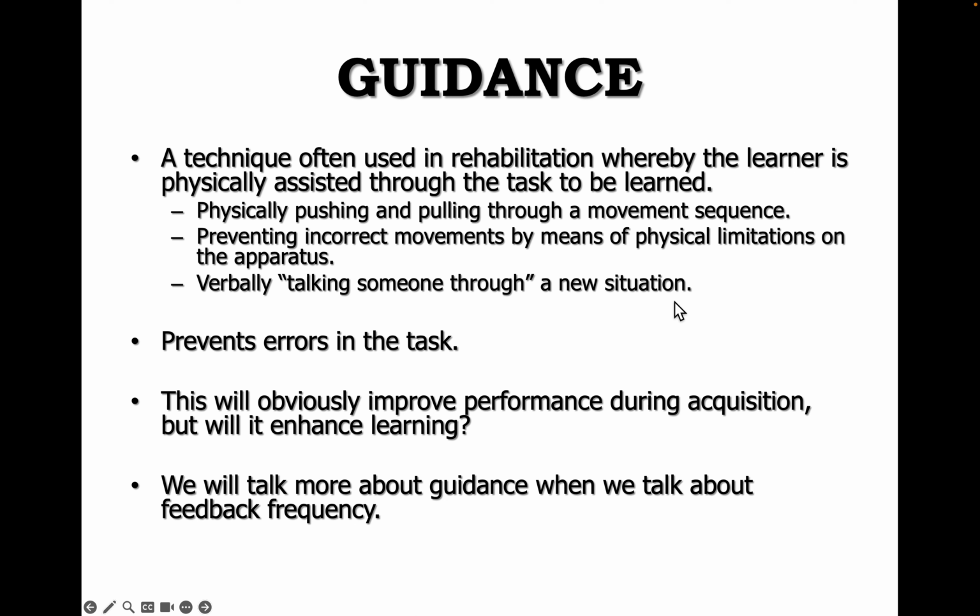So maybe first you'll go here, next you go here, and then you'll finish here. So that would be an example of guidance feedback. Because the apparatus that they're using limits errors, because they're physically pushed and pulled through a movement, and because they're following the directions from someone talking them through the movement, the goal of guidance feedback is to prevent errors in the particular task that they are undergoing. And because of this, we are preventing errors while they are going through the task.